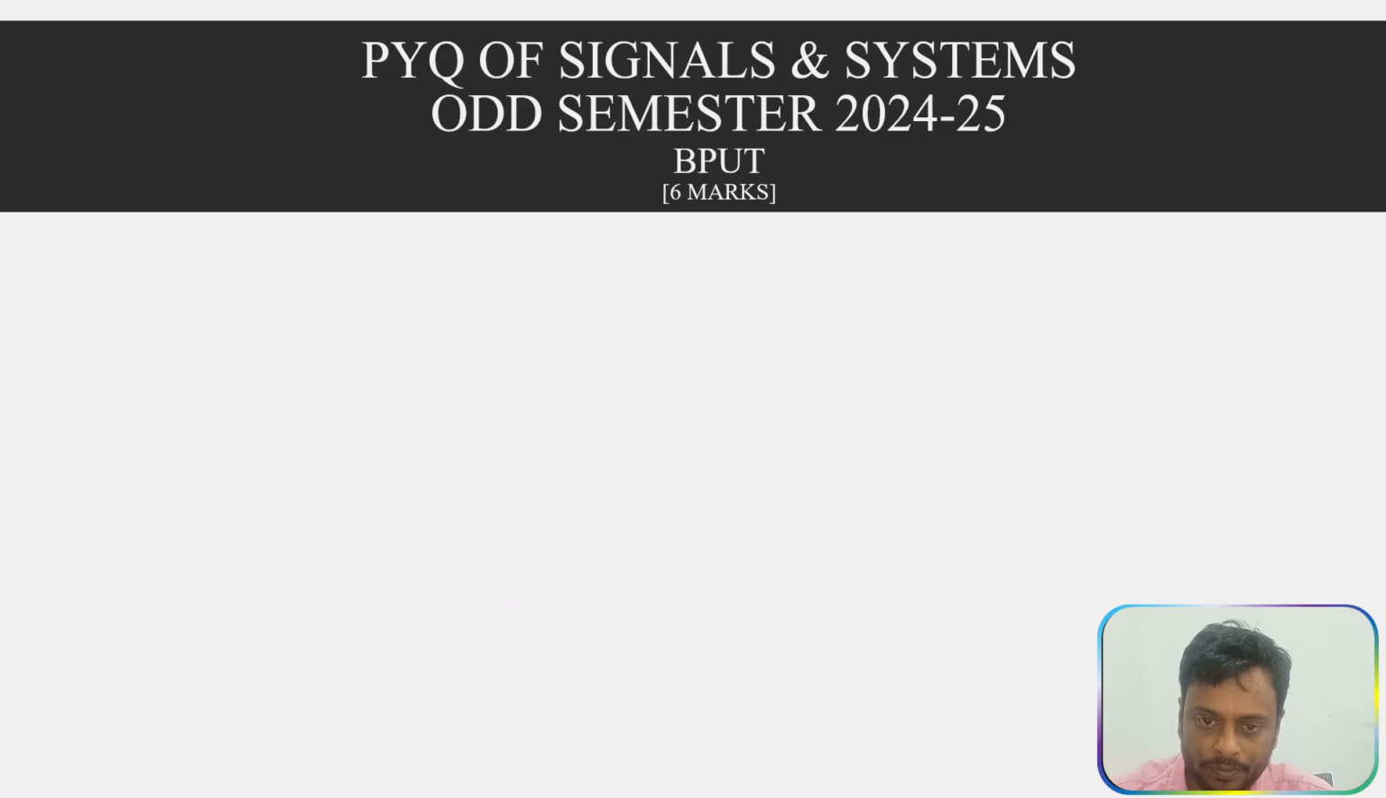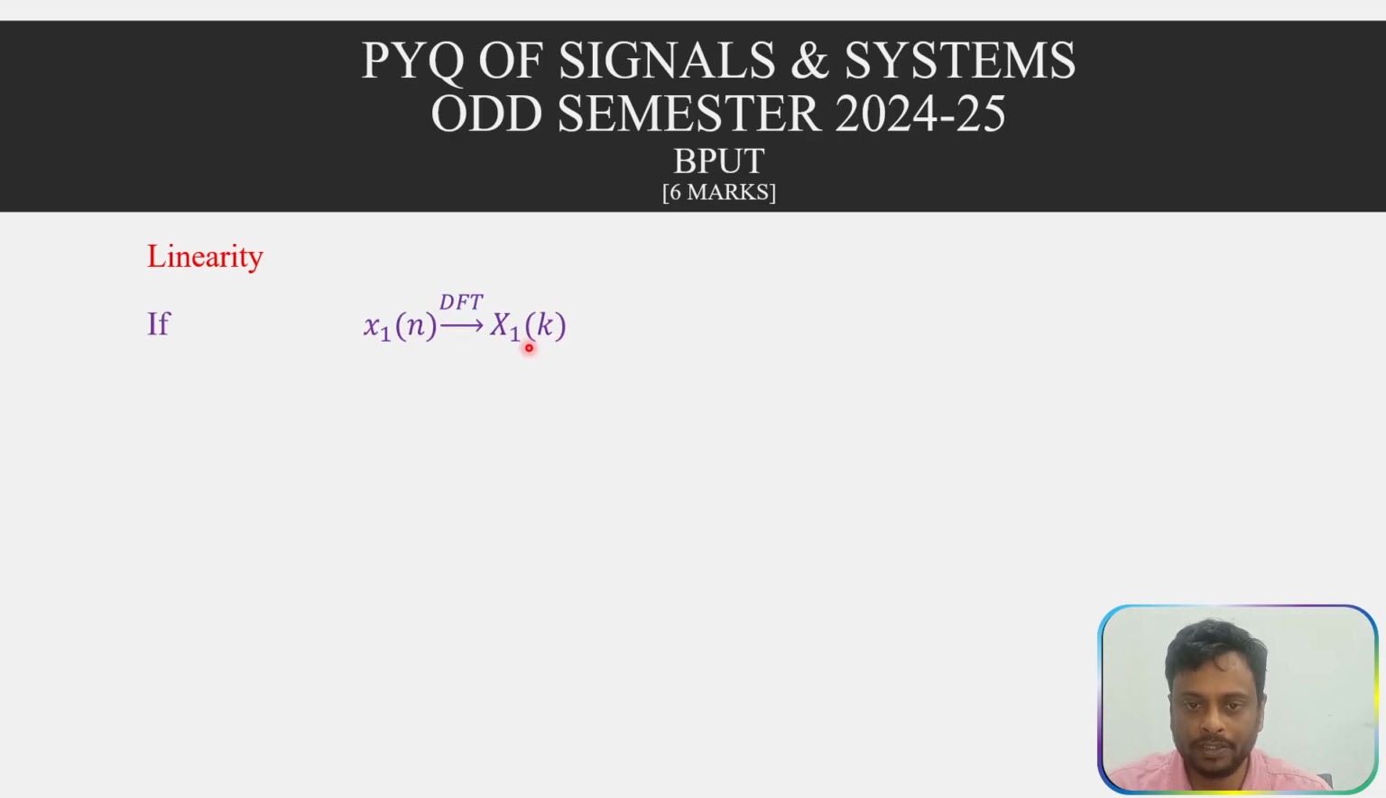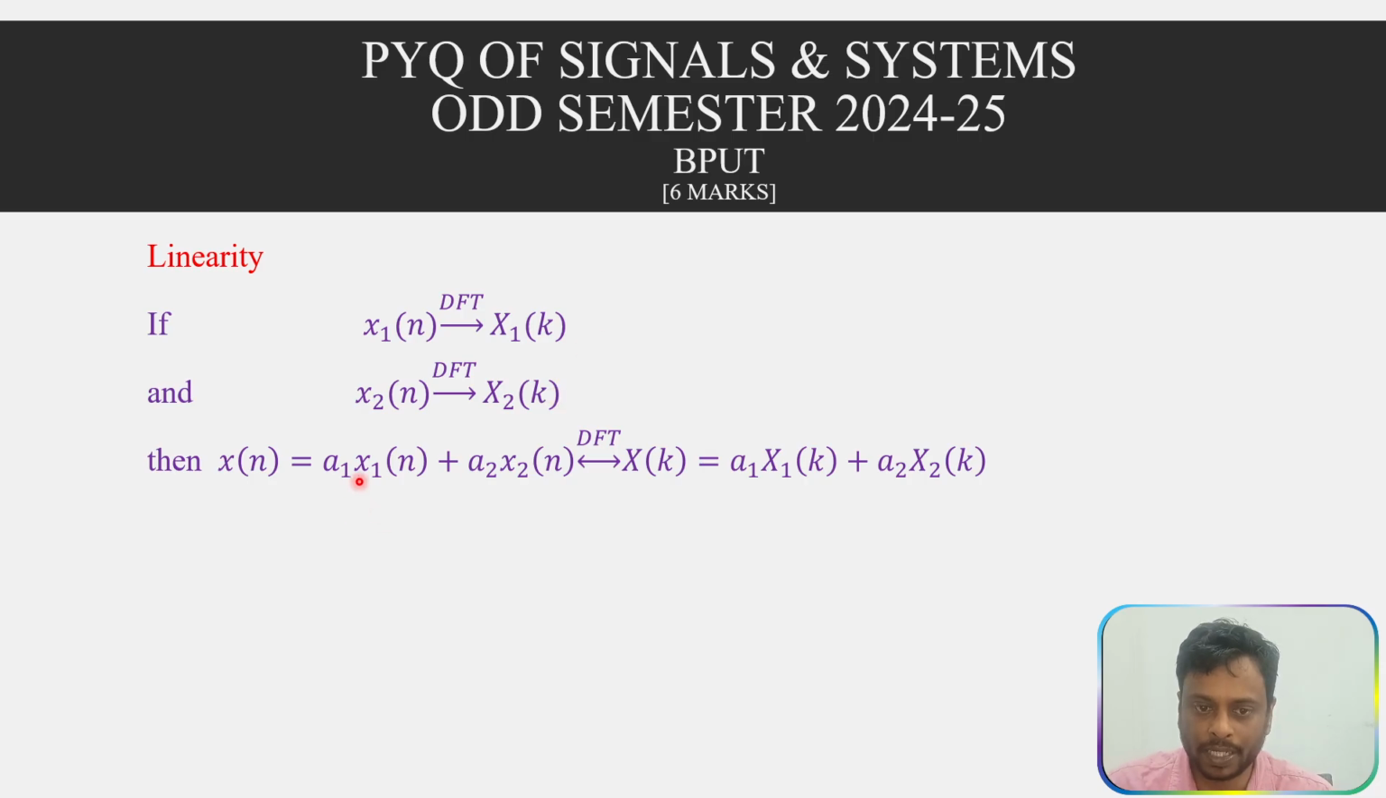Next is the linearity property of DFT, which we are going to prove. If the DFT of x1 of n is x1 of k, and the DFT of x2 of n is x2 of k, then the DFT of x of n, which is a1 x1 of n plus a2 x2 of n, will be a1 x1 of k plus a2 x2 of k. This we are going to prove.